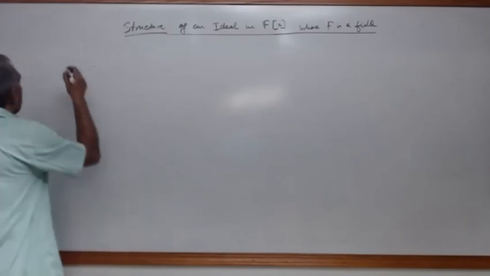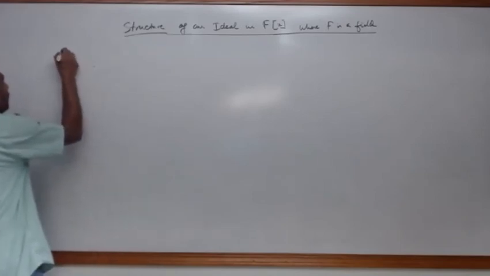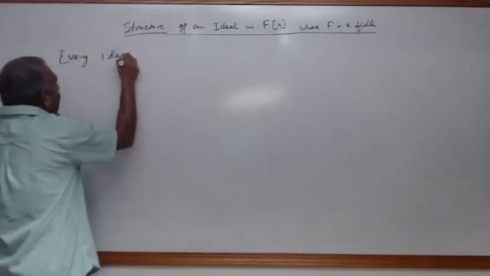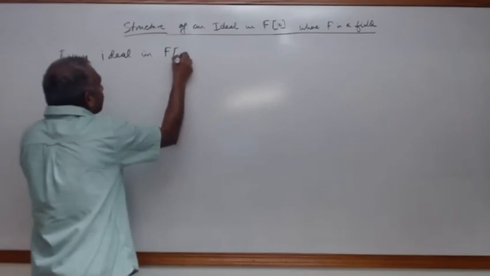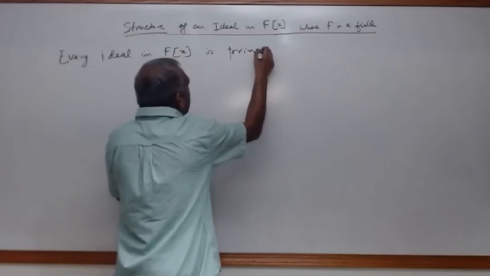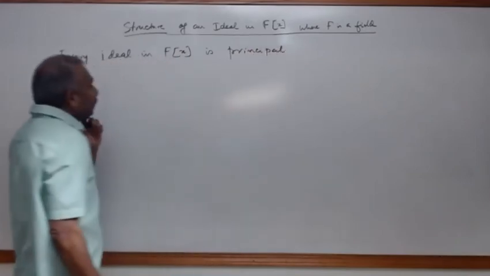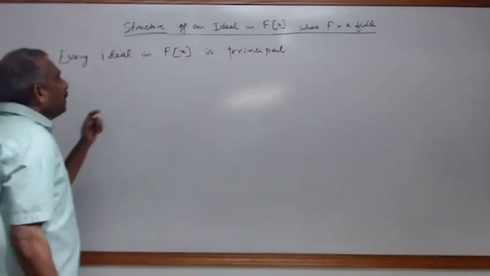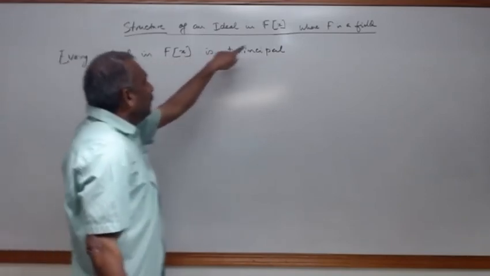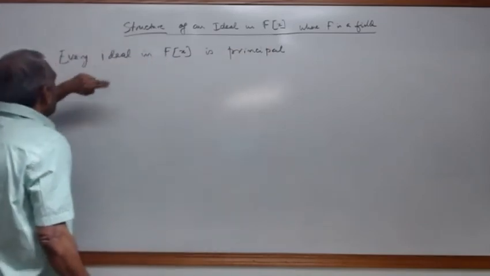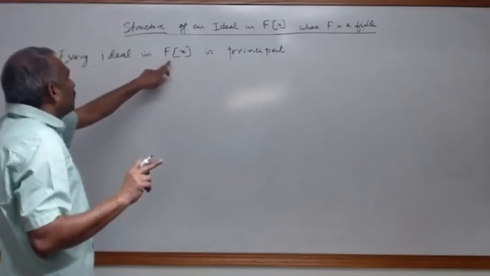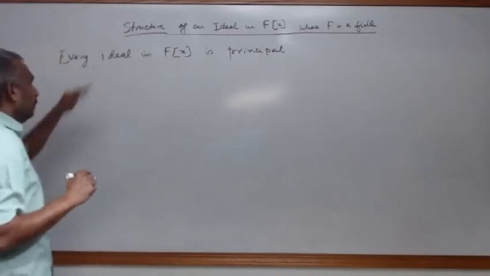So we have the result like this: every ideal in F[x] is principal, meaning it is generated by a single polynomial in F[x]. Now our objective is to find out the condition on that generator so that this ideal can be maximal.